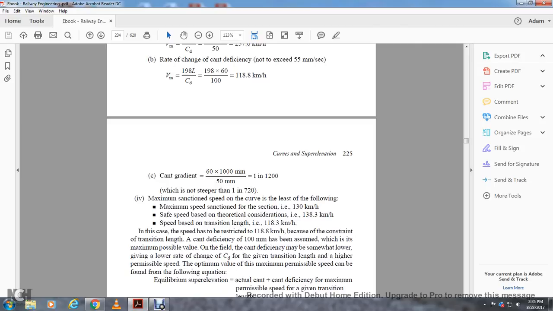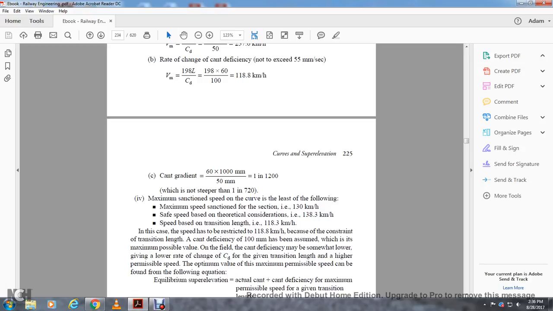The maximum sanctioned speed on the curve is the least of the following. Maximum sanctioned speed of the section, 130 kilometers an hour. Safe speed from the theoretical consideration, 138.3 kilometers an hour. Speed based on the transition, 118.8 kilometers an hour. In the case of the speed restricted to 118.8 kilometers an hour, the basic constraint is the transition length. A Kant deficiency of 100 millimeters is assumed, which is the maximum possible value. The Kant deficiency can be made somewhat lower, given the lower rate of change of Kant deficiency, for the given transition length with a higher permissible speed.